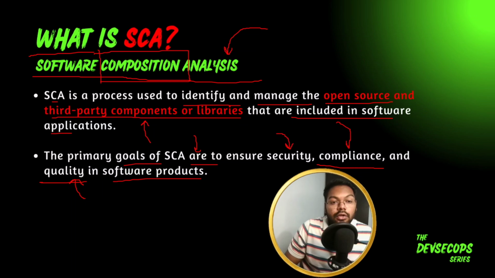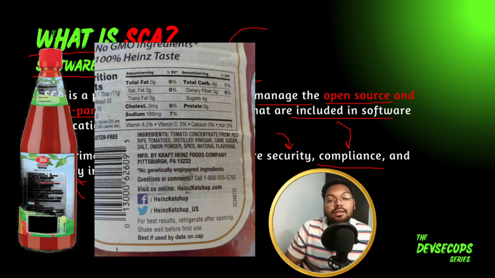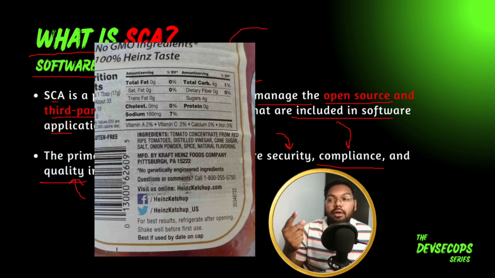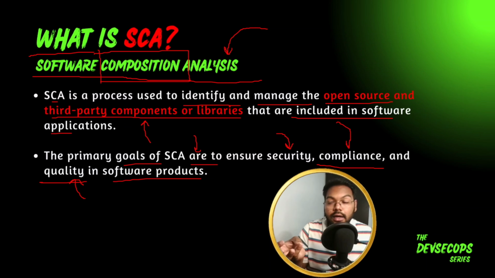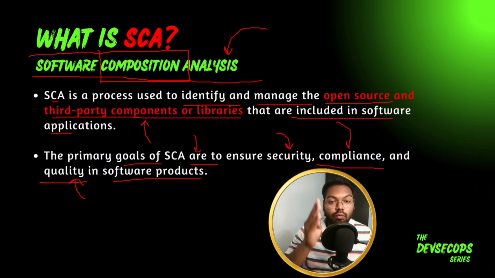Let me give an example of tomato ketchup. What is it made up of? Can you list down these things? The primary ingredient is tomato. Then there would be salt, some preservatives, some color additives, and some water that goes into it. So these SCA tools will check what ingredients are there. The final output is the ketchup, but what is it made up of? That is what will be analyzed.